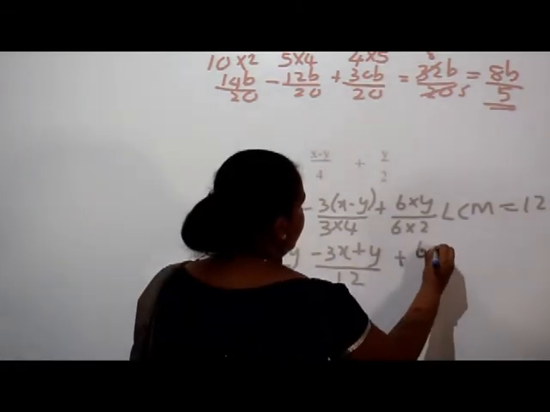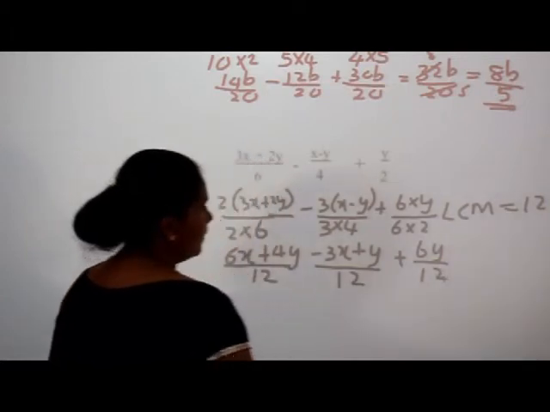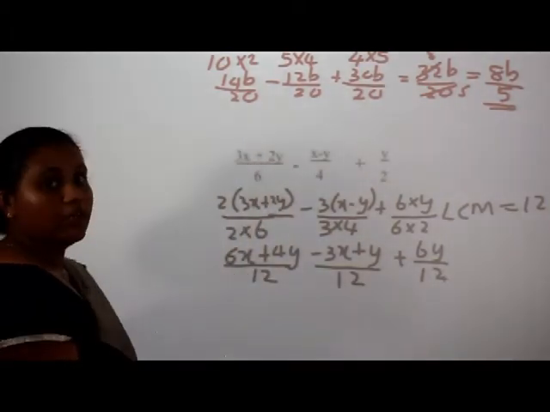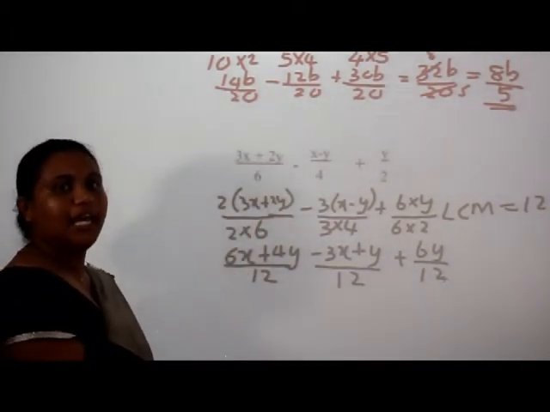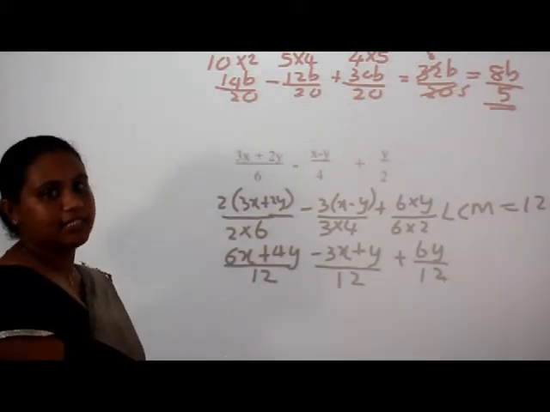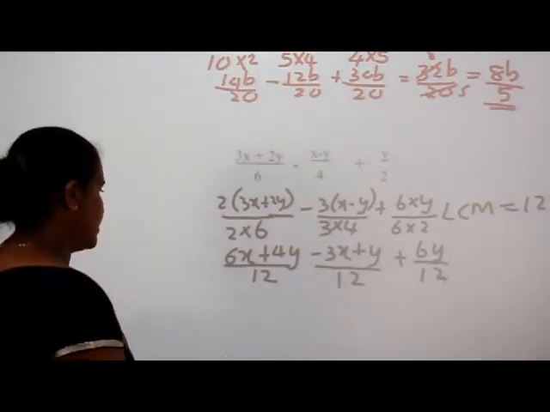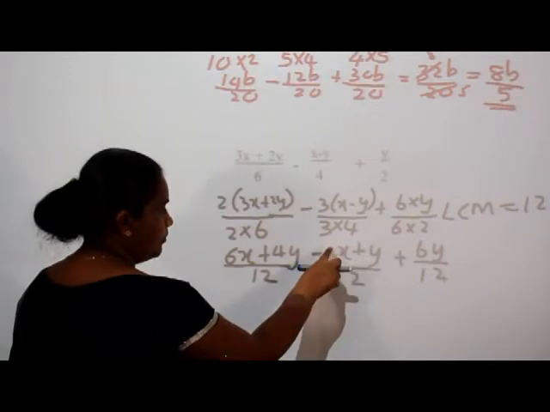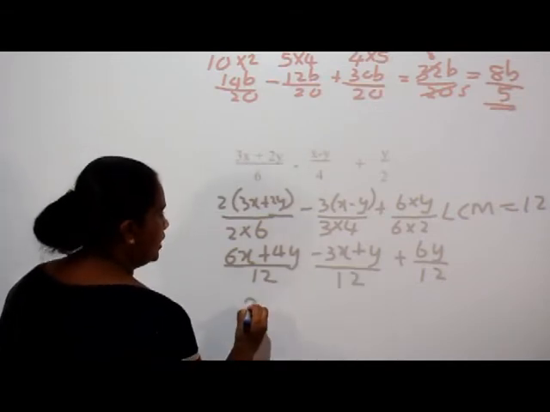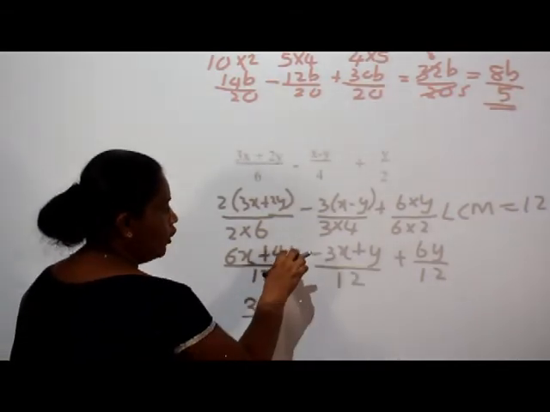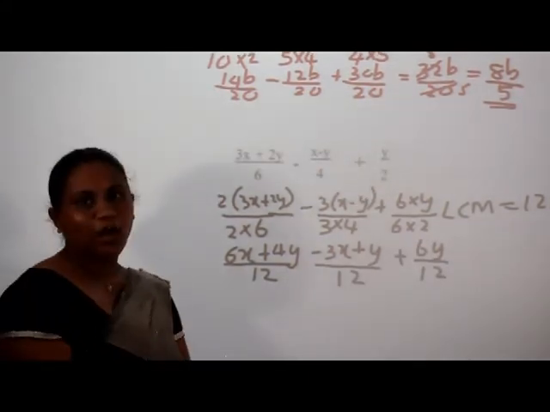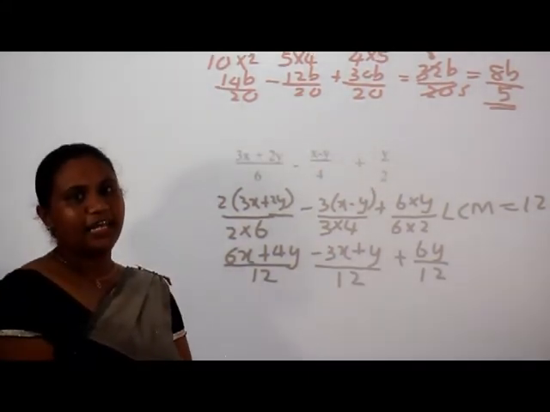Here 6y over 12. Now you can see all the denominators are equal. So let's simplify numerators. 6x minus 3x, 3x. 4y plus 6y.